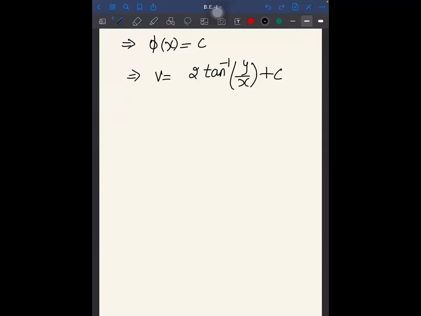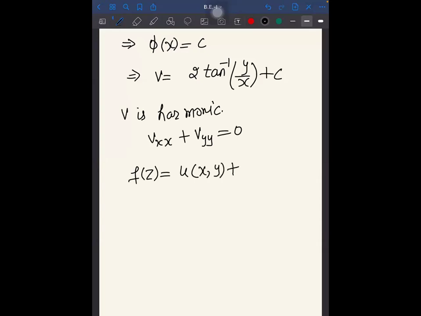So what do you prove? That V is harmonic. That means Vxx plus Vyy should be equal to 0. And finally you will write as Fz is equal to U plus iota V. So that will be the complete question. Yes. Is it okay? Yes, sir. Okay, so we'll be doing a few more questions in the next lecture, and that's it.